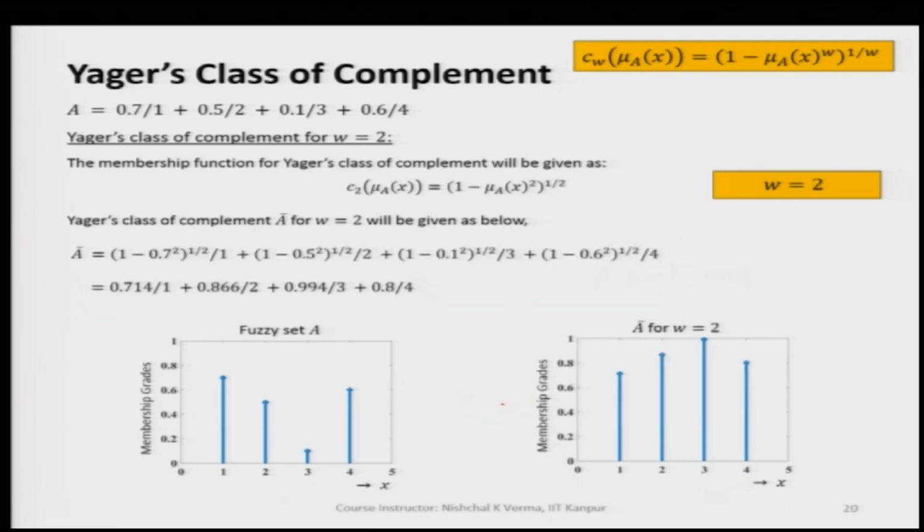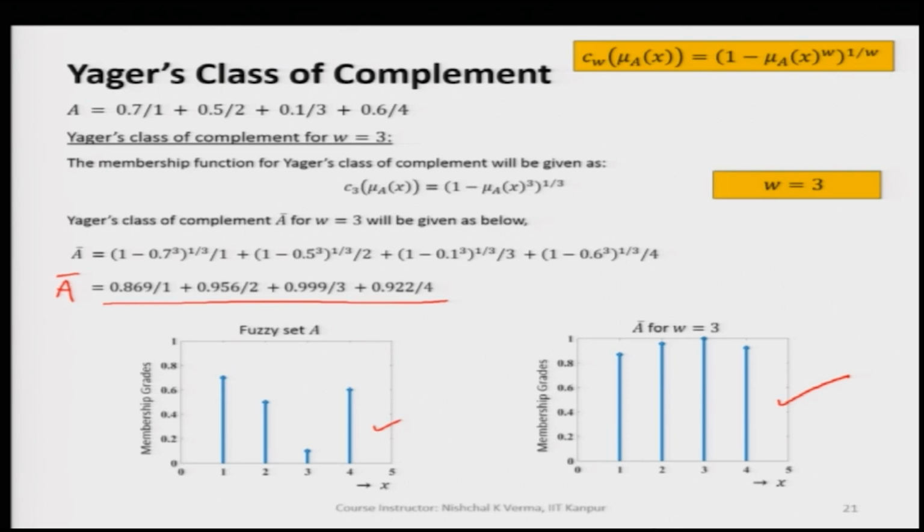Now, when we take W is equal to 2, we are getting here A complement. Then when we plot, we are getting the A bar for W is equal to 2. Similarly, for W is equal to 3, we are getting here the complement of fuzzy set A.